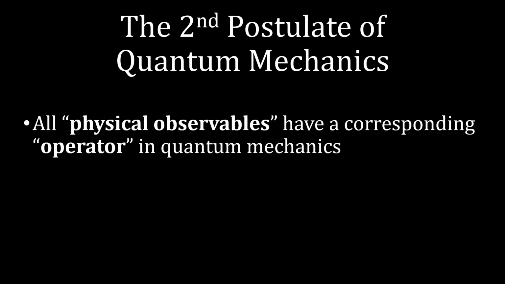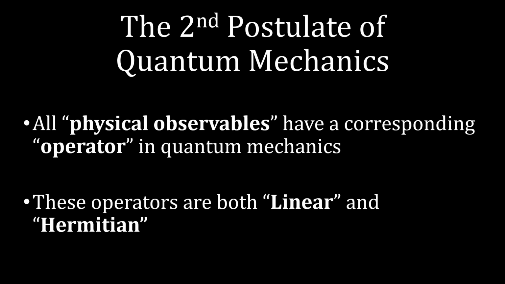So first off, what does the second postulate actually say? The second postulate of quantum mechanics shows that all physical observables have a corresponding operator in quantum mechanics, and that these operators are both linear and Hermitian. You'll see we have four key terms here that we need to describe, so let's do that on the subsequent slides. So first we'll talk about physical observables.